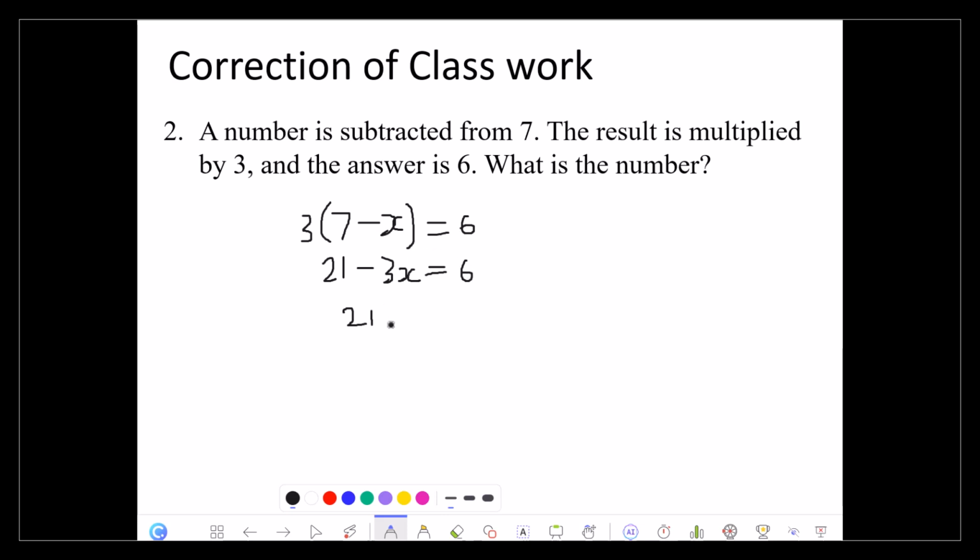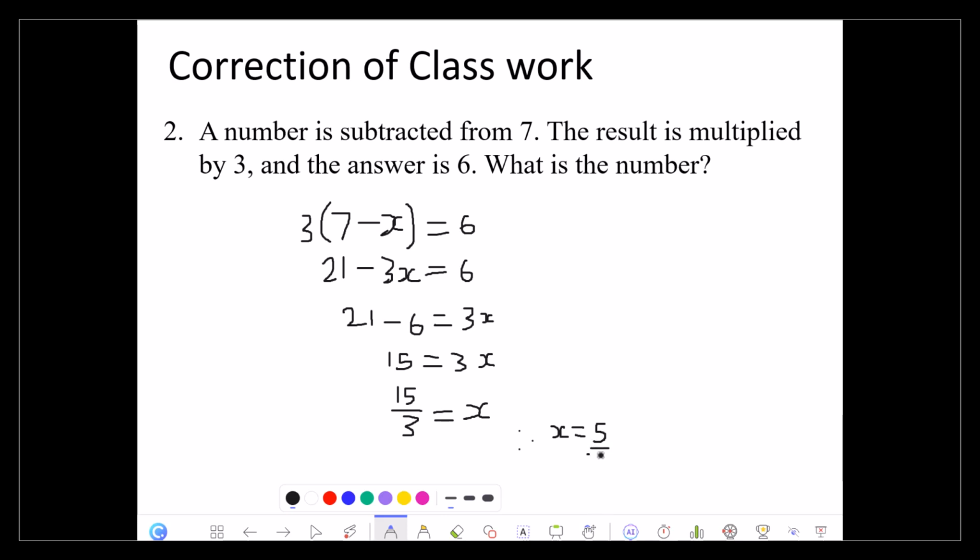Then I want 6 to come to this side. Positive 6 becomes negative 6, which equals 3x. Then finally, 21 minus 6 will give us 15, equals 3x. Then the next thing is to divide both sides by 3, which is 15 divided by 3 equals x. Then finally, your answer to this question will now be x equals 5.